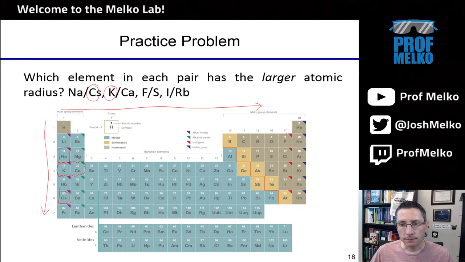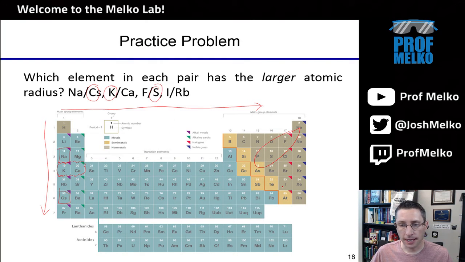Fluorine versus sulfur. Okay, these are sort of catty-corner to one another. Fluorine is further to the right, which means it's smaller, and it's closer to the top, which means it's smaller. So sulfur, on both accounts, is larger.